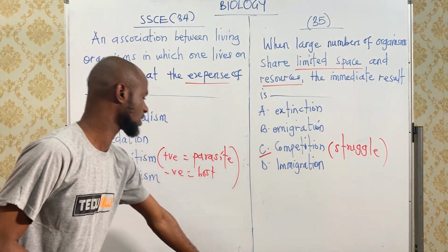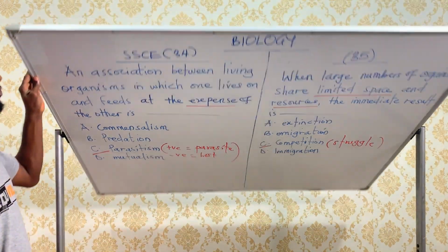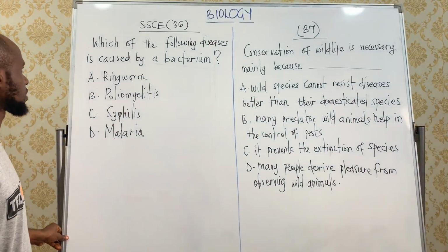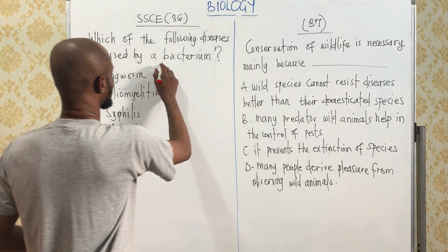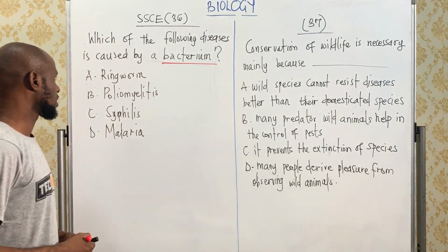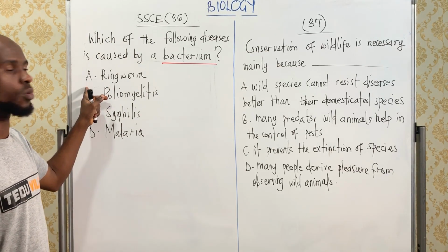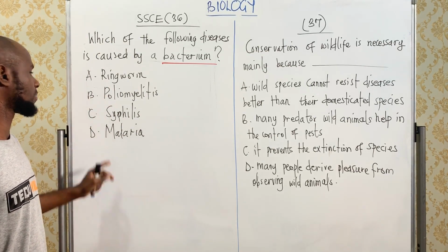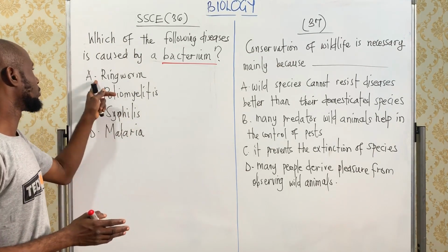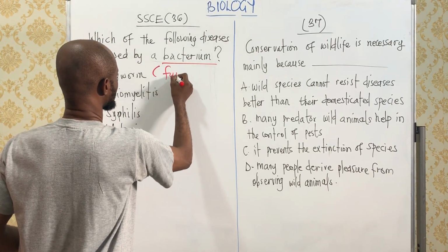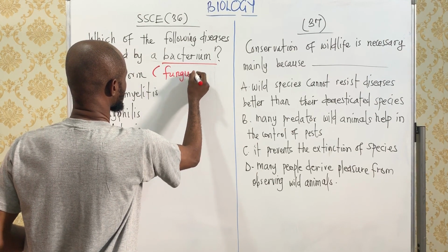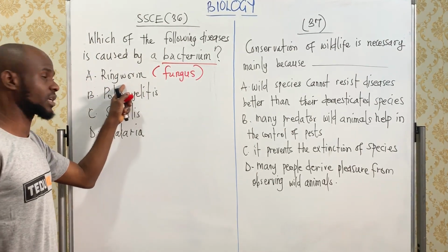So let's go to the next question. That's question 36. Which of the following diseases is caused by bacterium? So we have the bacterial diseases. The options are ringworm, poliomyelitis, syphilis, and malaria. You should be able to try this. Ringworm is caused by a fungus. So it's not caused by a worm. It's caused by a fungus. It's not by a worm. Take note of that.